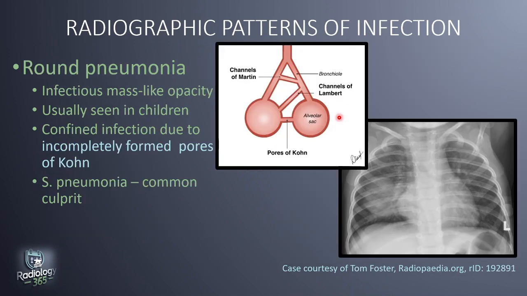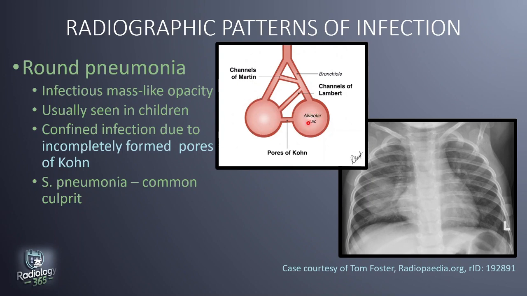Then the other pattern we'll talk about is round pneumonia. It's an infectious mass-like opacity. It's usually seen in children, and this occurs because the pores of Kohn are incompletely formed in children. If you look at this schematic diagram here, this represents an alveolus, and this is also another alveolar sac.